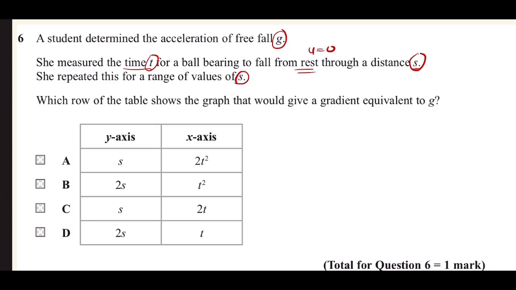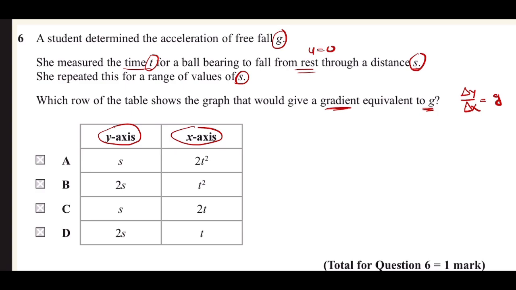Then the examiner is asking, in the table here we have a y-axis and an x-axis, and how can I use these y and x axes to find the gradient, which is equivalent to g. So I have to find dy over dx equals g.